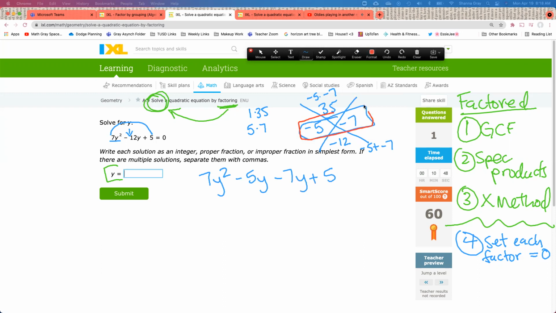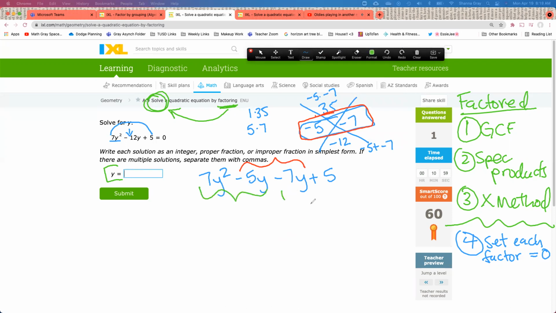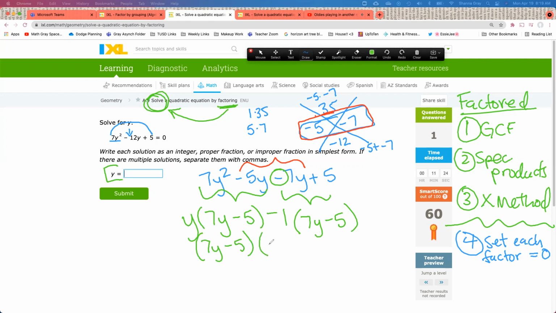So notice these two are the same that I used here to rewrite. Then I'm going to go through and factor by grouping. So let's change colors. Green seems good. My first group, my second group, I have a y in common, which leaves behind 7y minus 5. Here I have a negative sign, so I'm going to take out a negative. But if I look, 7y and 5, there isn't a factor that's common to them except for 1. And that leaves behind 7y minus 5. So my two factors for this equation are 7y minus 5 and y minus 1.